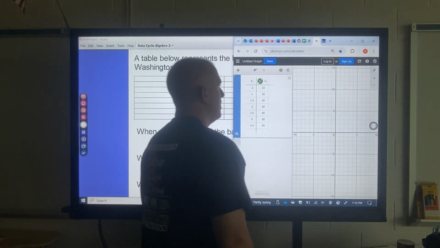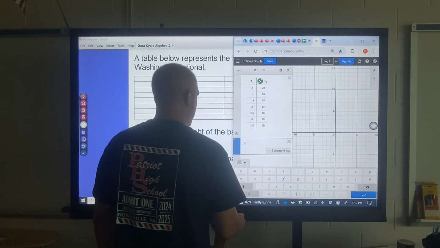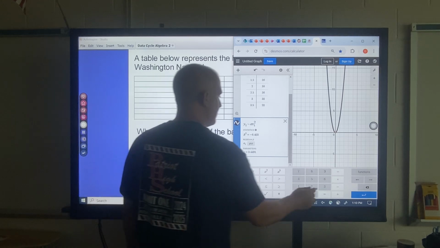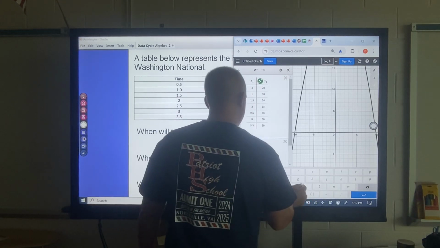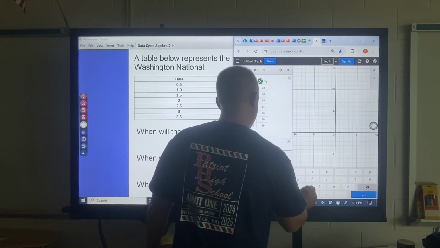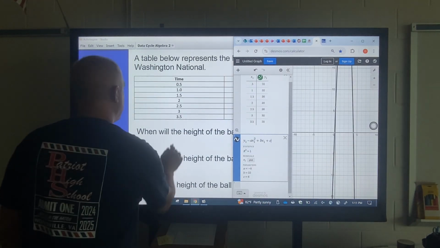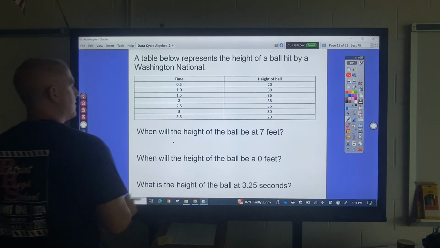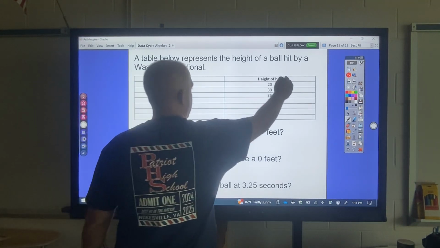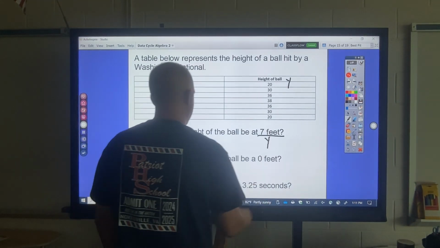Now, I'm very far zoomed out because of the last problem. Always hit home and go back in there. We knew this one was a quadratic. We found that out already, but you would test it. You would start with a line, and then you go to a quadratic, and you see that r squared is that. So it says, when is the height of the ball 7 feet? Well, this is x, that's our time. That's the height of the ball, y.